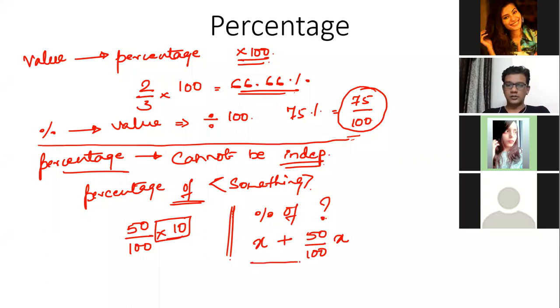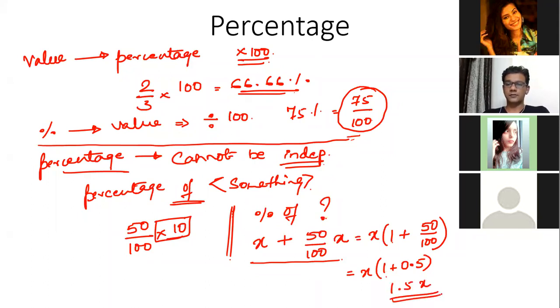So now, if I take X value out, what am I left with? I will be left with 1 plus 50 divided by 100. I hope all of you understood this. If I take X out as common, then in the bracket I am left with 1 plus 50 by 100. What is 50 by 100? It is nothing but 0.5. And now what is 1 plus 0.5? It is 1.5 of X.